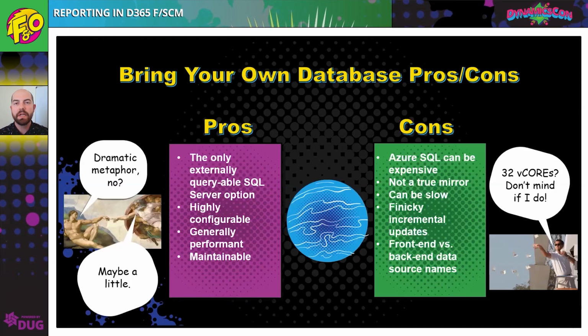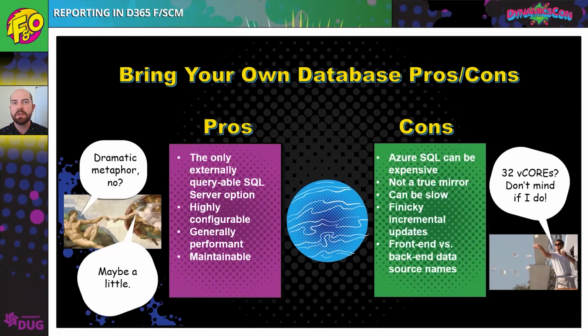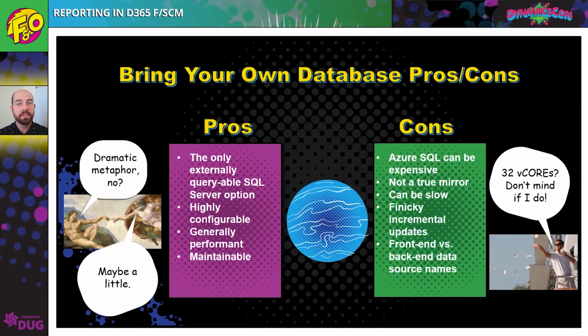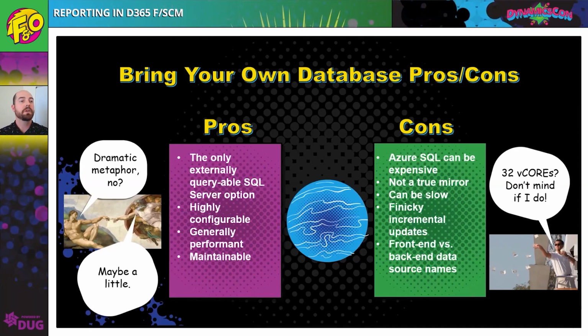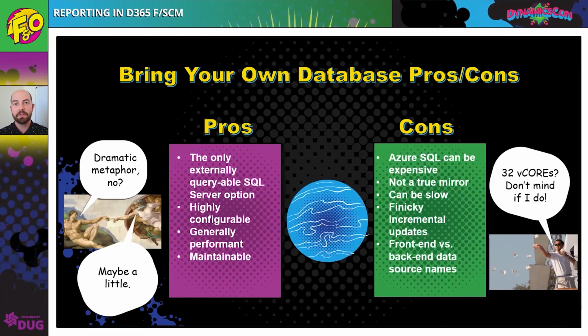Okay, real quick rundown of pros and cons. The big pro, it's the only externally queryable SQL Server option that you have with F&O, unless you do some really crazy custom stuff, but off the shelf, this is really the only option. It's highly configurable. What do I mean by that? You can pick the entities that you want to sync out to the database. You can pick the frequency you want to synchronize them. You can configure, are we doing full pushes? Are we doing incremental data pushes?